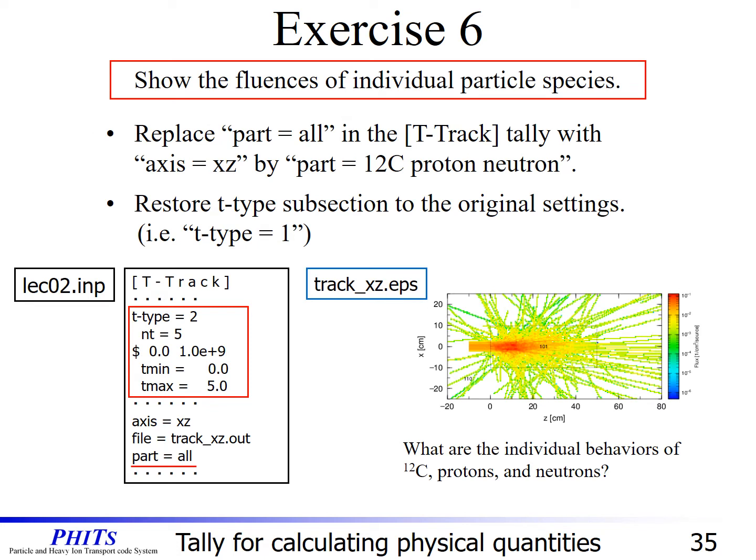Let's start exercise 6. The aim of this exercise is to see the fluences of individual particle species. In this exercise, we will edit the part parameter and T-type subsection in the track tally section with axis equals xz. Specifically, please change part equals all to part equals carbon-12, proton, and neutron. In addition, please restore the T-type subsection to the original settings. After that, please execute PHITS and check the result.